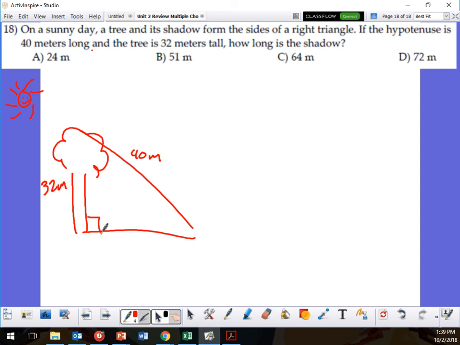Pretty big. What type of triangle is this? A right triangle. Can we find the third side of a right triangle? Yes. There we go, Pythagorean theorem, right?